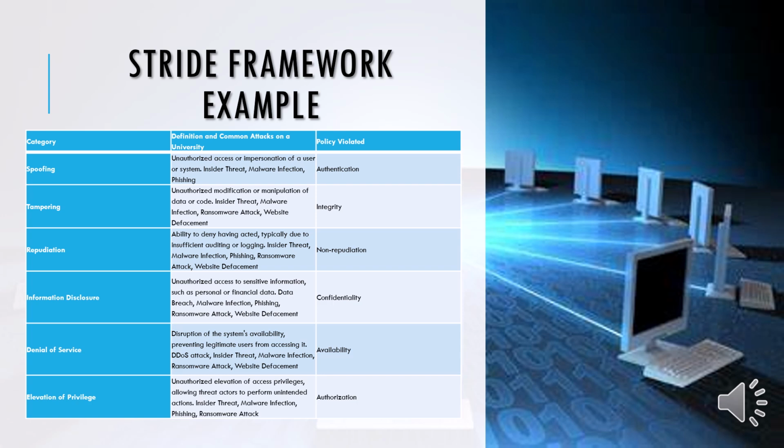Number 6, elevation of privilege. An attacker gains higher privileges than they are permitted, compromising security controls. This can stem from insider threats, malware infections, phishing, and ransomware attacks, allowing attackers to manipulate university resources and critical systems. By applying the STRIDE framework, universities can better anticipate potential threats and implement defensive measures to protect their digital assets.